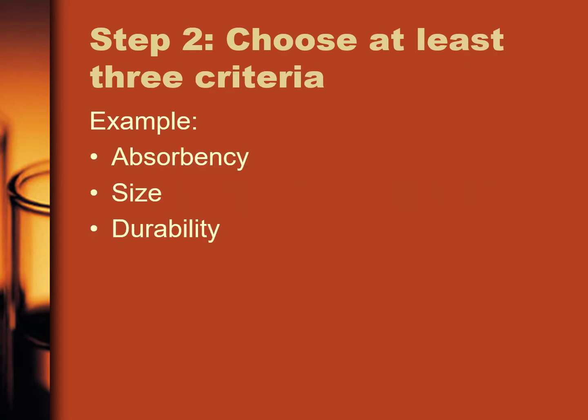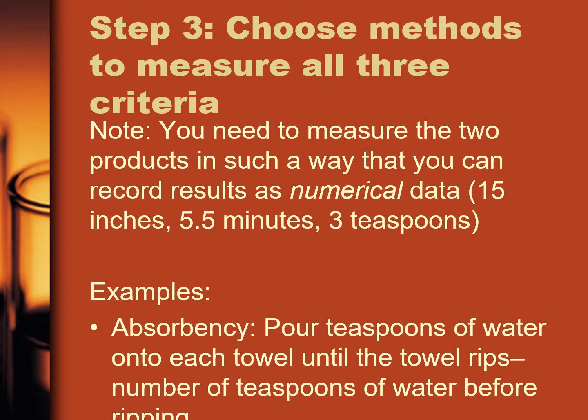Step 2, choose at least 3 criteria. So if I'm going to do paper towels, I could do absorbency, because we want our paper towels to be absorbent. Size, I want to have a good sized paper towel. And durability, will it be strong, or will it rip very quickly? So absorbency, size, and durability. Then I'm going to choose methods to measure all of these criteria. So I'm going to test these criteria, absorbency, durability, size.